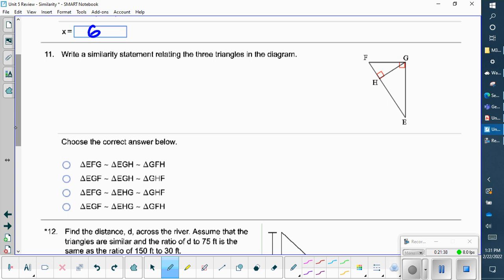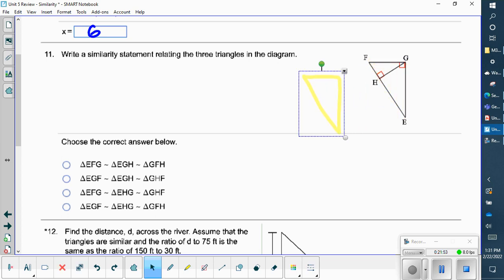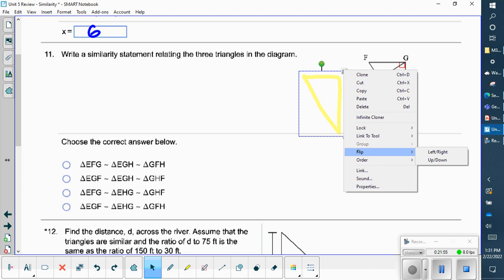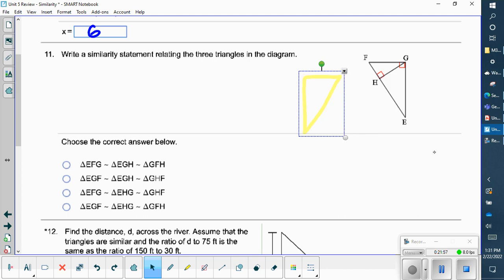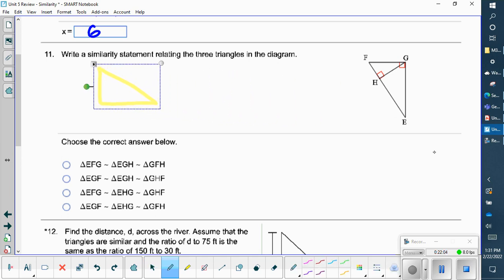Okay, next problem. These are similar right triangles. What I recommend doing on these is taking all of these triangles off and orienting them the same way. So I'm going to flip this thing, and rotate it, and make it so the 90-degree angle is down here in the lower left-hand corner.